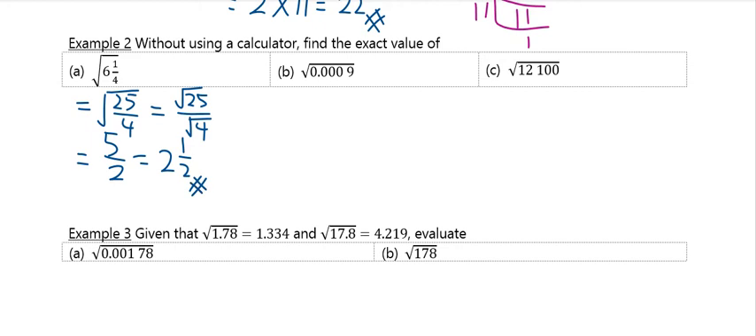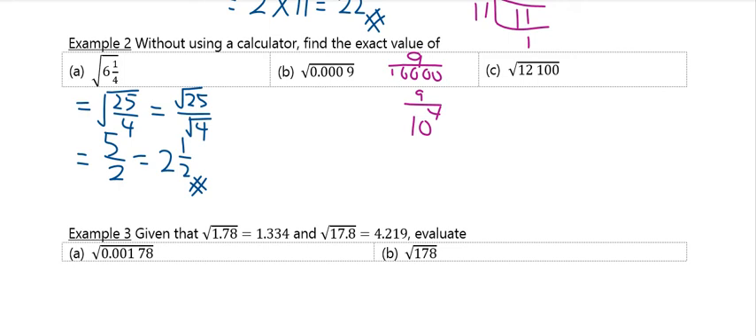As for part B, 0.0009, you can express this as a fraction because a decimal can be changed to a fraction. Here you will have 9 over 10,000. Leave it as this first. You will notice that 9 has a square root, and 10,000 can be expressed as 10 to the power 4, because you have 4 zeros.